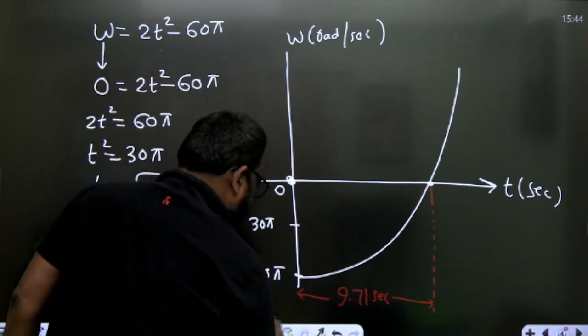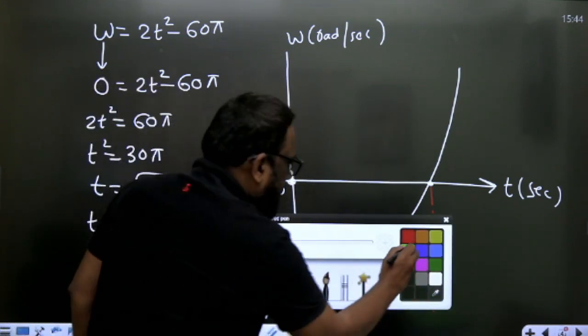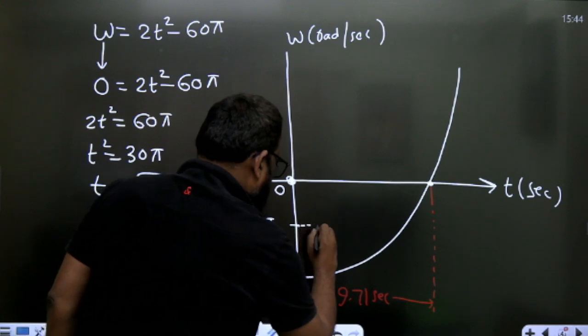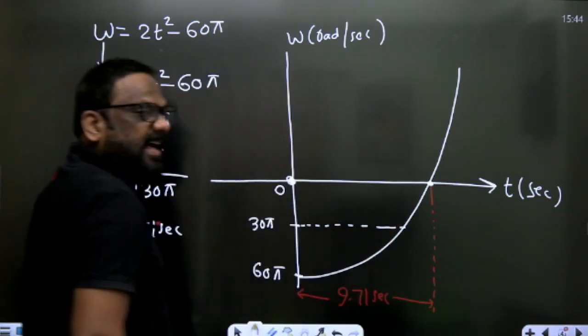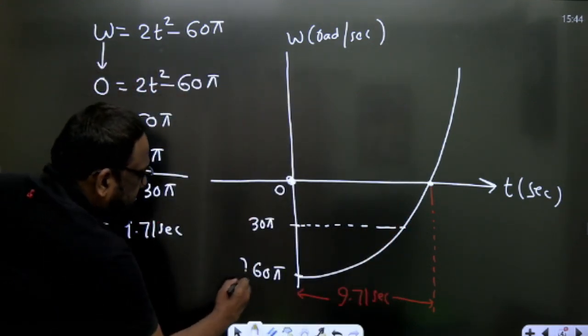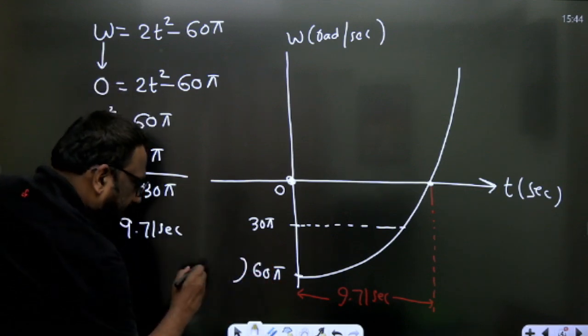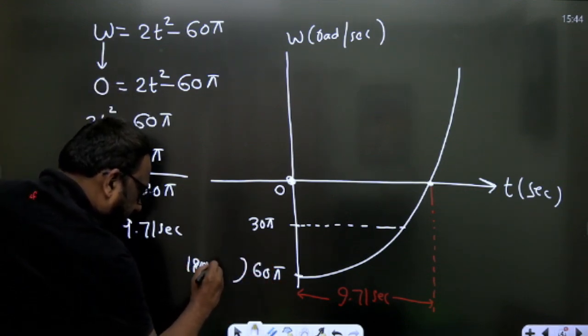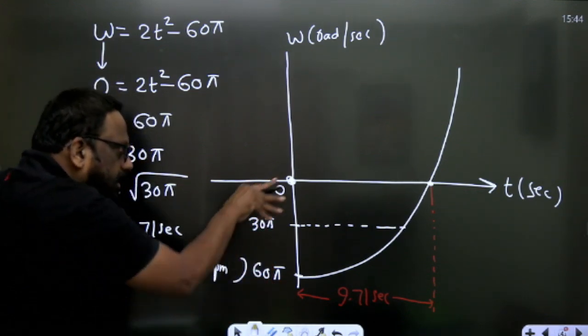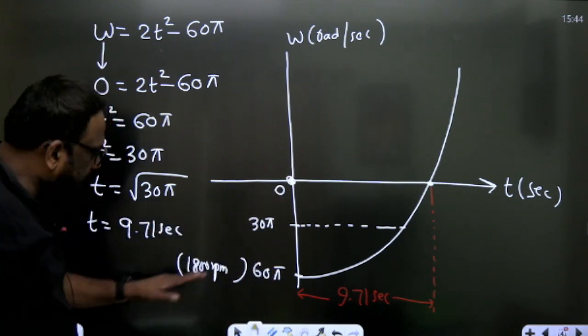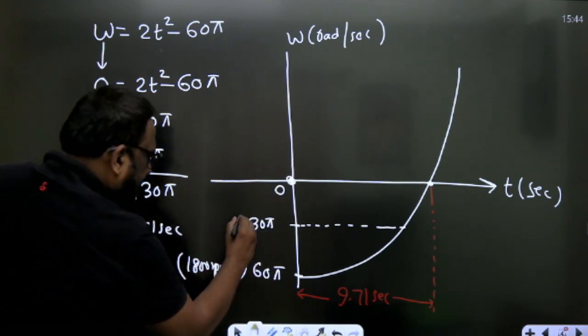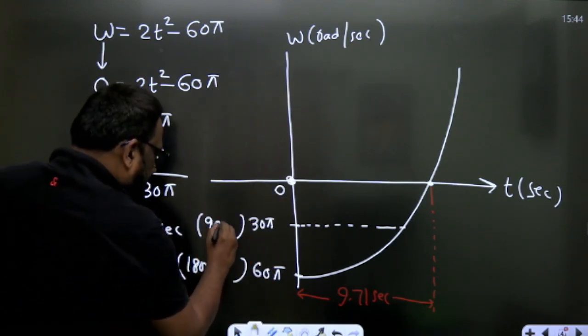At what time, my dear students, is the speed becoming 900 rpm? This is 900. This is in radian per second. 60 pi is nothing but 1800 rpm. Why are you taking it on the negative axis? Because it is clockwise. And this is your 900 rpm.